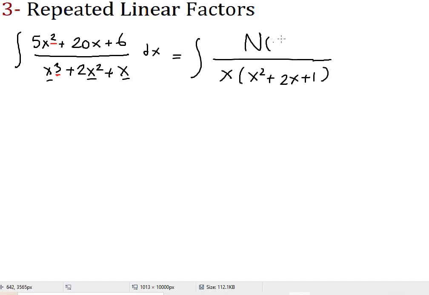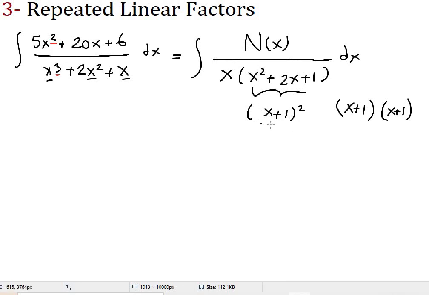Let's keep it as numerator for now. Okay, let's see if we can further factor this out. We know that x squared plus 2x plus 1 is (x plus 1) to the second, because this is a perfect square trinomial. Or you can think of two numbers that multiply to the c term, which is 1 times 1, and add up to the middle term, which is 1 plus 1. So in either case, it's going to be (x plus 1) times (x plus 1). So you can rewrite it as (x plus 1) to the second power.